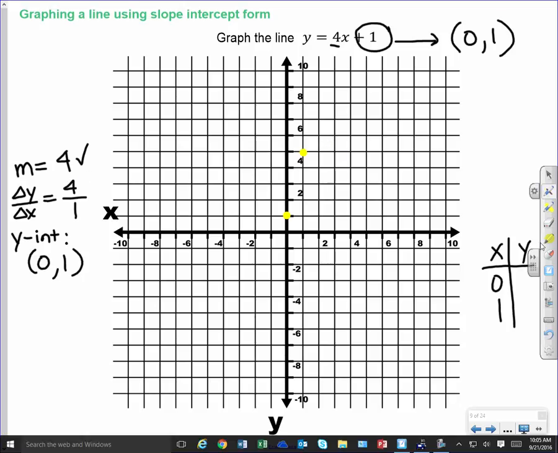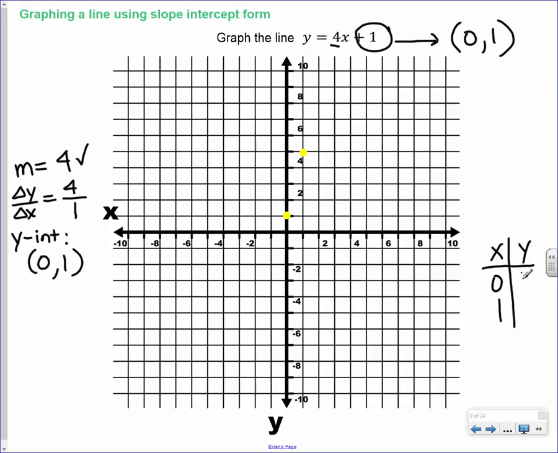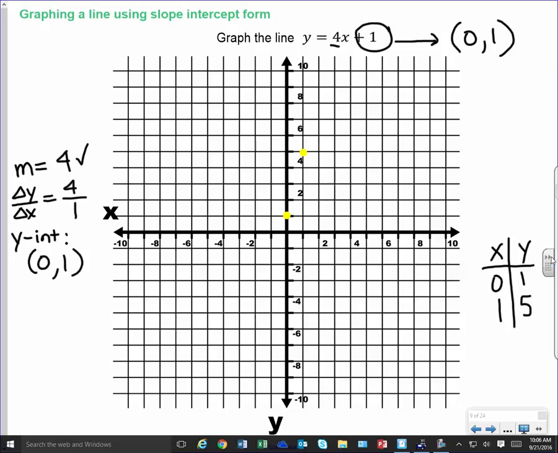The other thing I can do, I have down here, is I could plug in points, right? I could say when x is 0, if I plug in a 0, I get y equal to 1. If I plug in a 1 for x, I get 4 times 1 is 4, plus 1 is 5. And so 1, 5 is the next point, which is the point we already plotted, at 1, 5. So you can do it either way, whichever way makes the most sense to you.